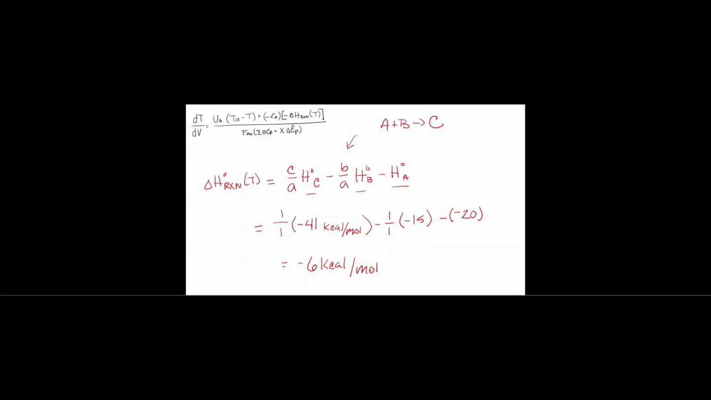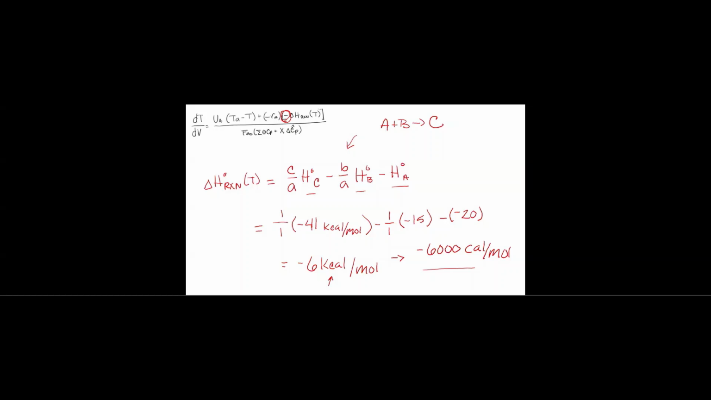And knowing most of our other units are in units of calories, not kilocalories, we simplified this a little further to become negative 6,000 calories per mole. So when we go back and solve for our temperature profile in regards to volume, we'll plug in our negative 6,000 and be careful to watch that negative sign that shows up in the equation. So this will actually become a positive 6,000 when we plug it back in.